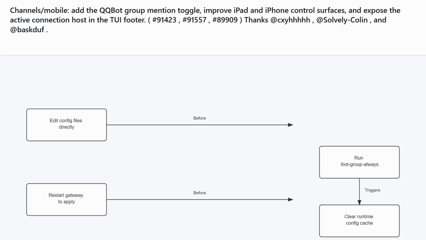When the toggle changes, the runtime configuration cache clears immediately, so the new setting takes effect without restarting the bot. The implementation adds a dedicated /command handler and includes comprehensive unit tests. Before this change, users had to edit config files directly and restart the gateway for mention settings to update.